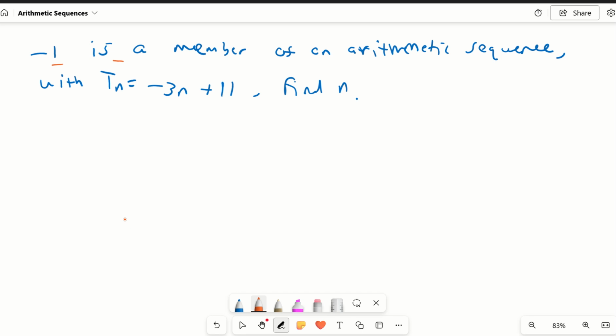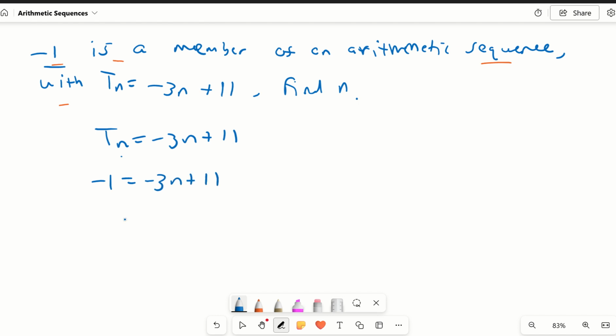Minus 1 is a member of an arithmetic sequence with Tn equals minus 3n plus 11. Find n. So we're just looking for the position. So we'll simply write your Tn. This is your presentation in the exam. Substitute the Tn with the minus 1.